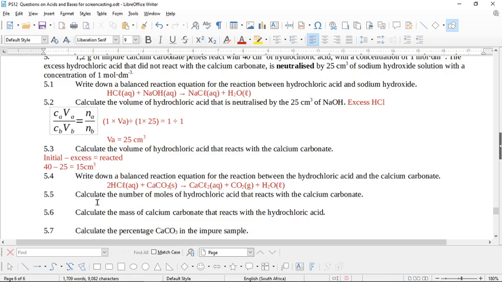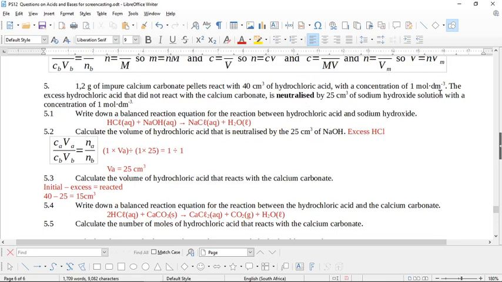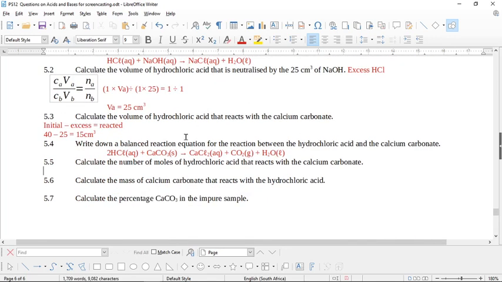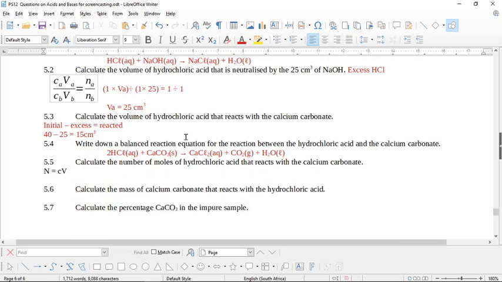So now it says to you, calculate the number of moles of hydrochloric acid that reacts with the calcium carbonate. Well, we've got the volume here, we've got the concentration in the question. So if we've got the volume and the concentration, we can find the number of moles using this formula. Concentration is the number of moles over volume. If we rearrange it, we get n equals CV.